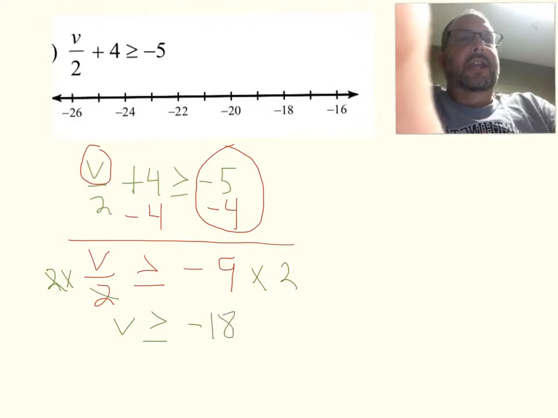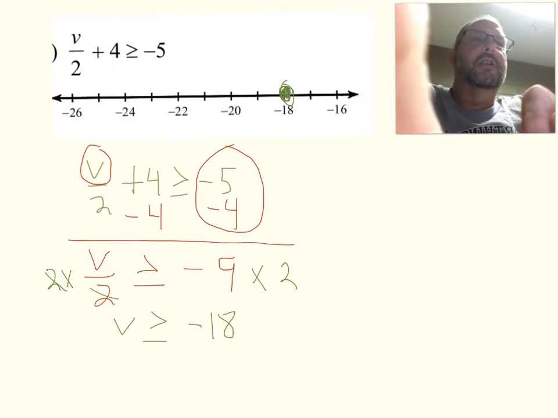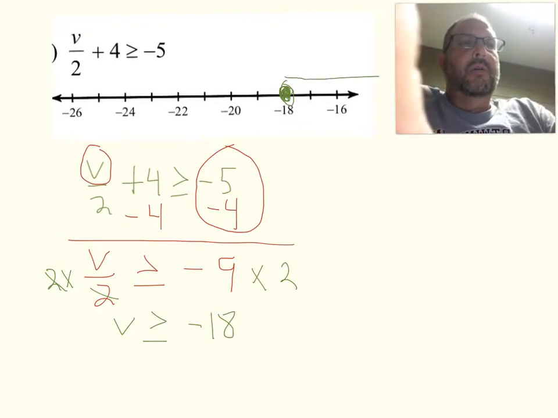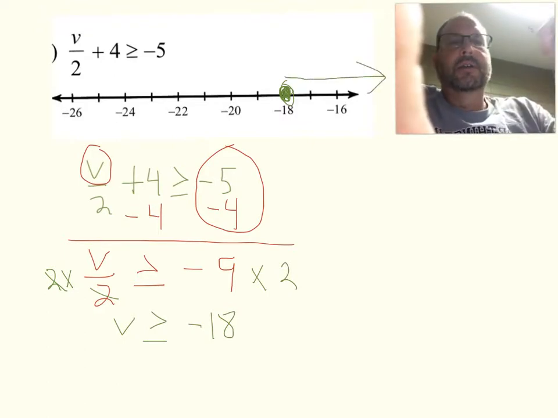All right, so I find -18 on my number line, and I circle it. And because it's greater than or equal to, I need to fill in my circle because it includes the -18. Now I want all the numbers bigger than -18, so my line arrow goes to the right.